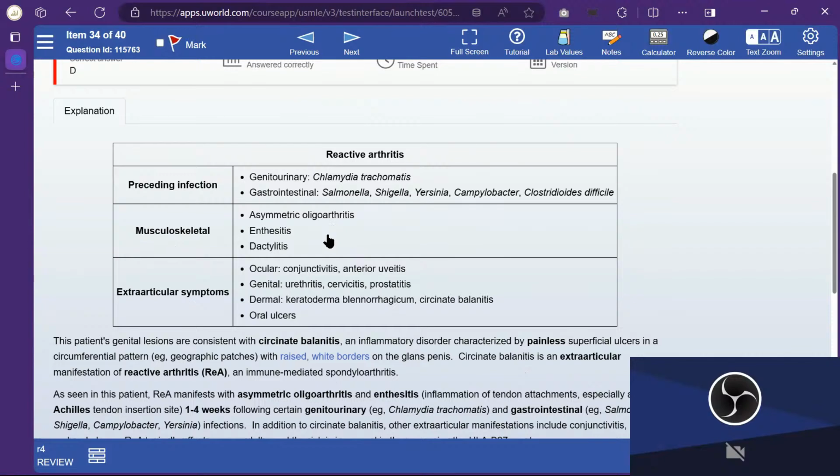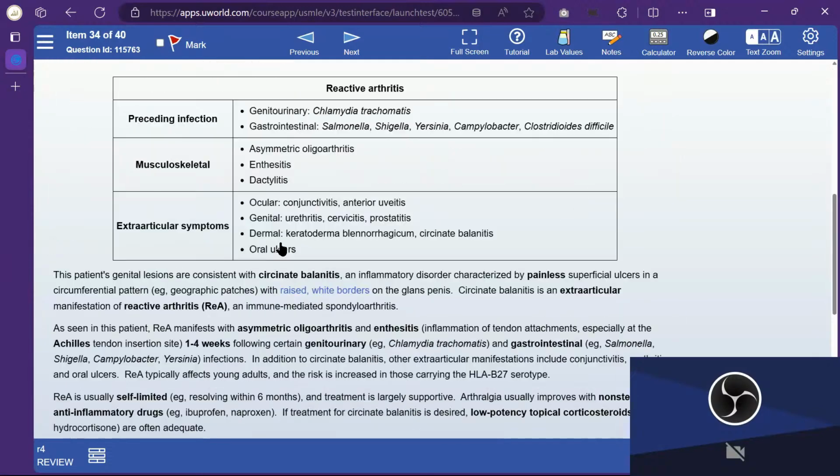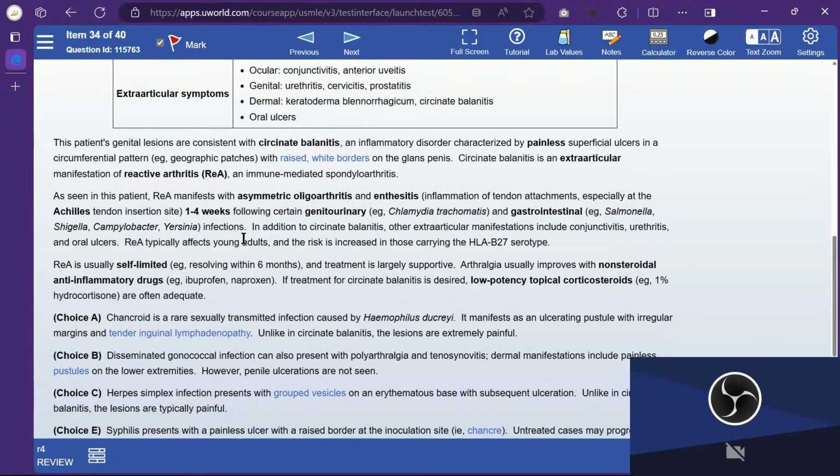In reactive arthritis, there is a genital lesion plus arthritis. Circinate balanitis. The genital lesion is painless, a superficial ulcer. So it is reactive arthritis.